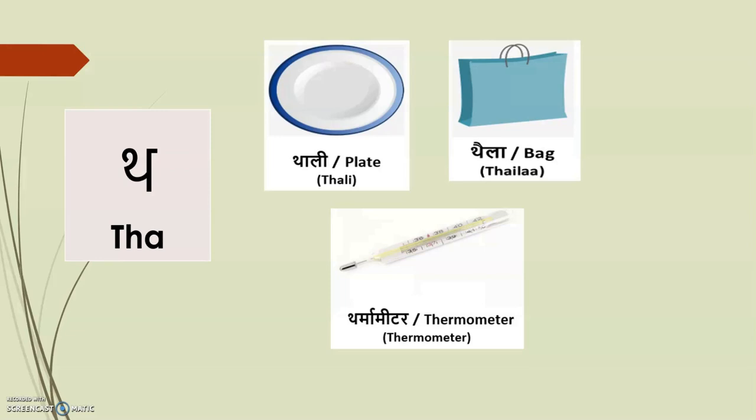So, in the first picture, we can see a plate, which is called thali. In the second picture, a bag is called a thela. And in the third picture, a thermometer is called thermometer. All these three objects begin with the letter th.